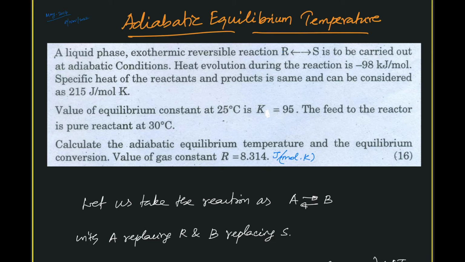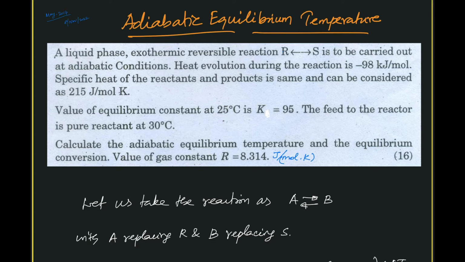A liquid phase exothermic reversible reaction, R giving rise to S and S giving rise to R, is to be carried out at adiabatic conditions. Heat evolution during the reaction is minus 98 kJ per mole. Specific heat of the reactants and products are the same and can be considered constant at 215 joule per mole Kelvin. Value of equilibrium constant at 25 degrees Celsius is 95. That is, K is 95 at 25 degrees Celsius.